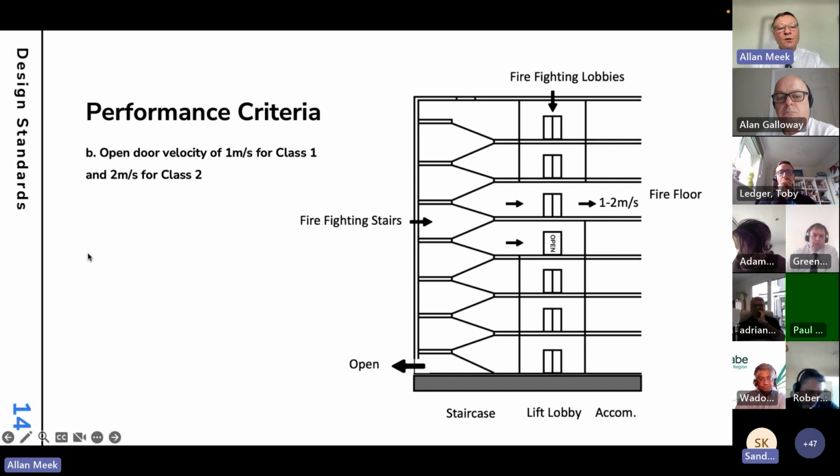The second performance criteria is the open door velocity. So when we have doors open, the pressure characteristic is lost, and then we move on to the open door air velocity. So we need an average open door velocity across the door from the stair to the accommodation or from the lobby to the corridor usually, of 1 metre per second for a Class 1 system and 2 metres per second for a Class 2 system. The 2 metres per second is the same as the old standard, but the 1 metre per second is slightly higher. The old standard, you'll remember, used to be 0.75.